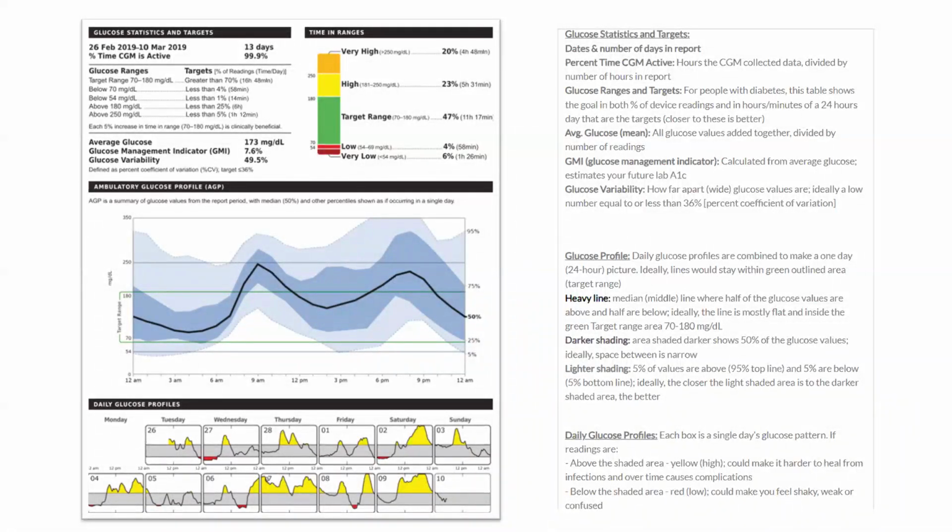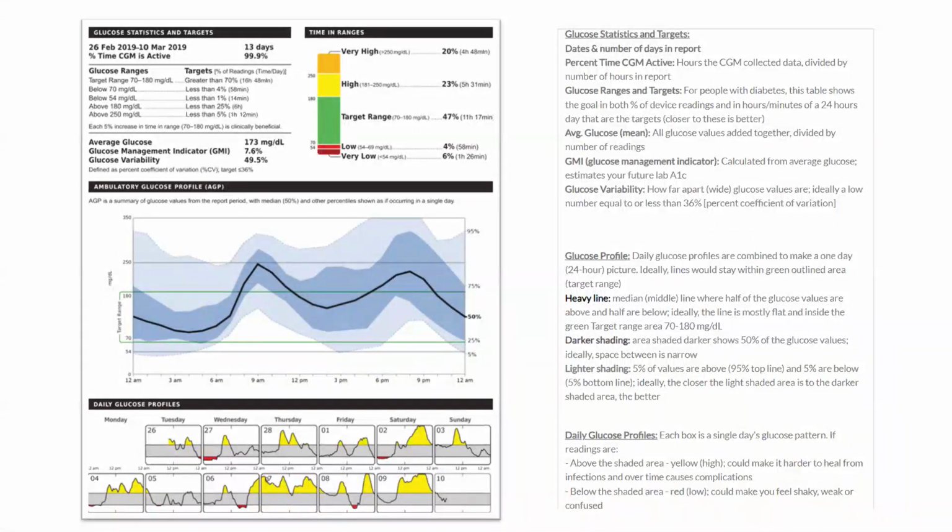So the middle section, the heavy line in the middle, that's our median. That's where half of our glucose values are above that line, and half of them are below. We want that line to be as flat as possible because that shows us that we have a lot of consistency in what our median glucose value actually is. The more peaks and valleys, the mountains and hills that we see, like in this case, the more we can see that we have somebody who has quite a bit of variability in their glucose.